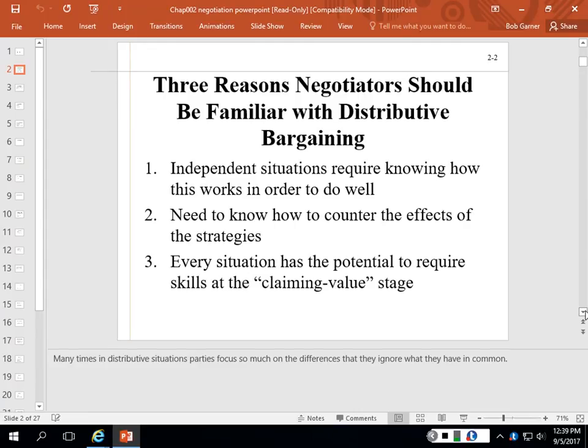So many times, as my notes say, in a distributive situation, parties focus too much on the differences and ignore what they have in common. And that can be a problem with negotiating. You want to focus on what you have in common first.